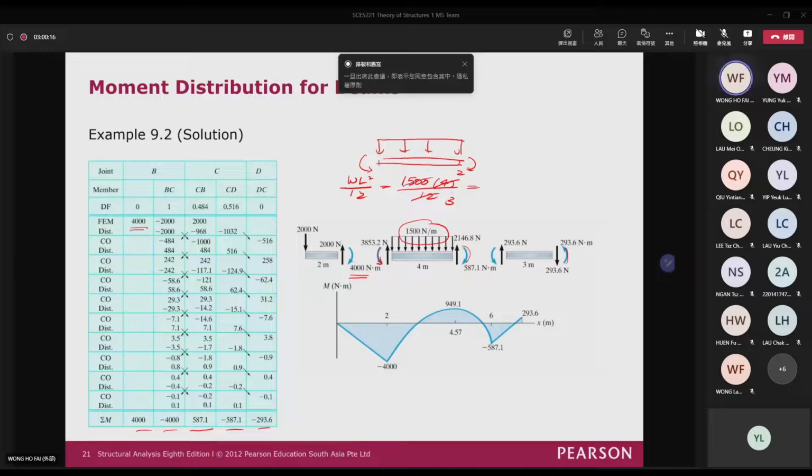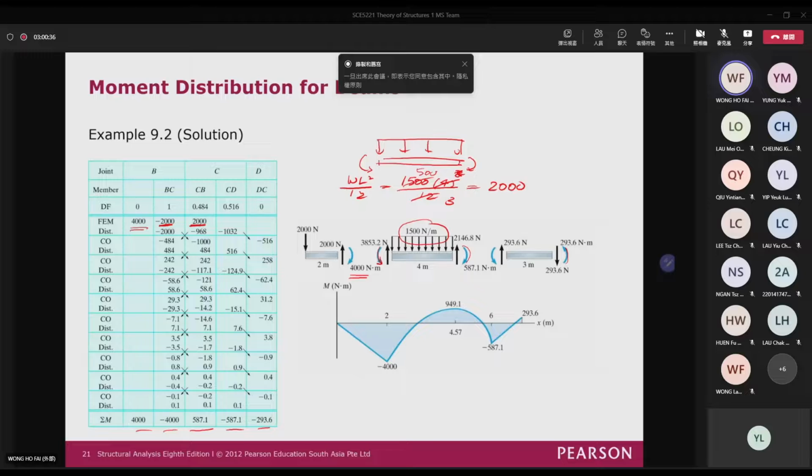And this one is 1,500, and then you times 2. This one is 4 squared. Okay. So it is equal to 2,000. So that's why you have negative 2,000 here and 2,000 here.